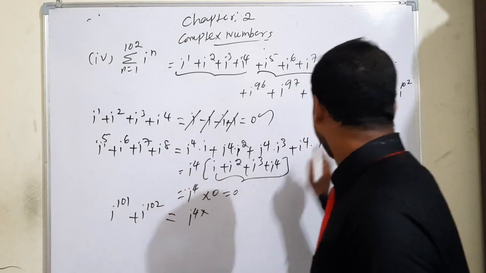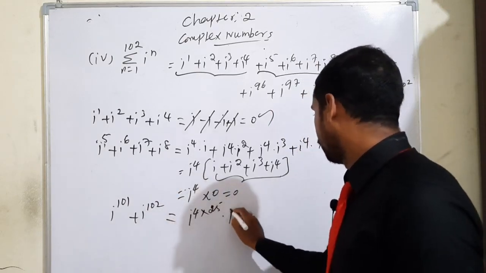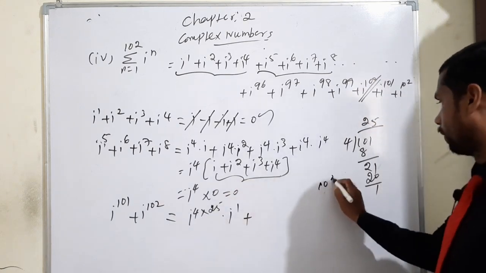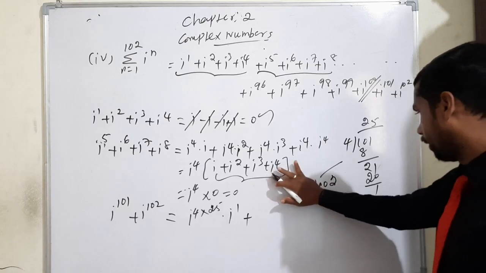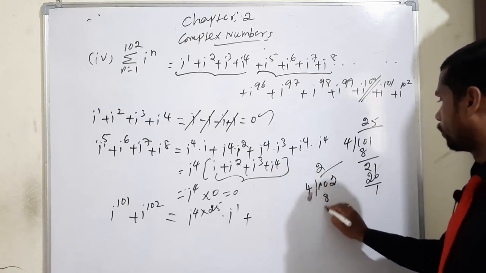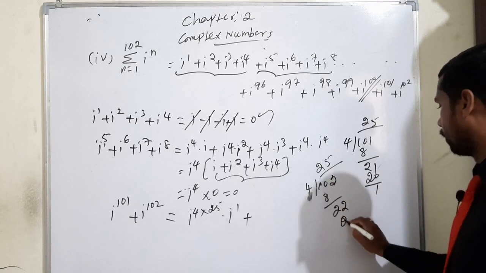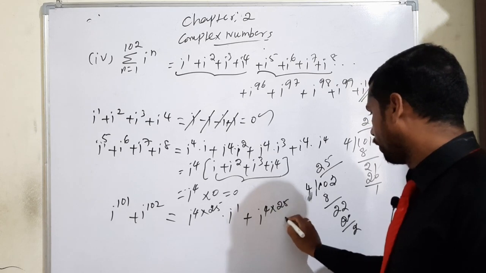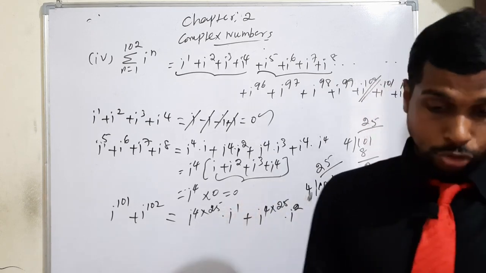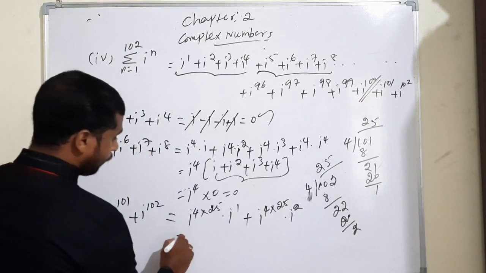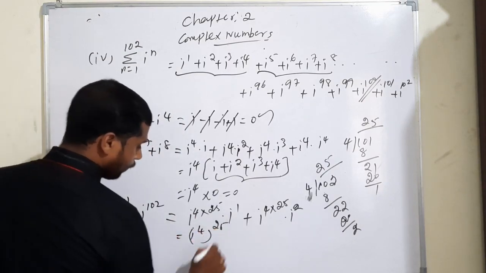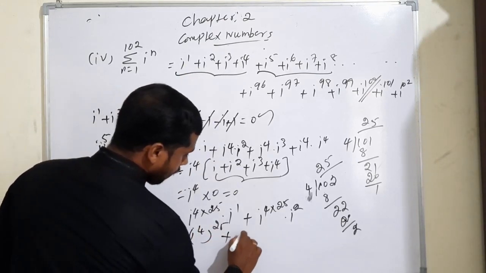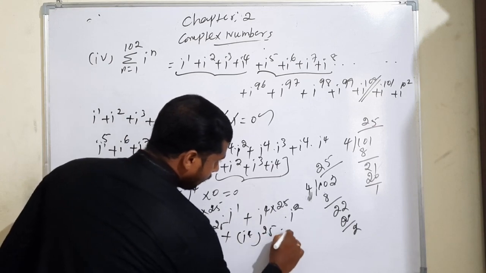i to the power 4 into 25 into i to the power 1 plus the next one, 102. So 102 means again the fourth table. 2 4s are 8, 22, again 5 4s are 20, remainder 2 is there, isn't it? Again, how to rewrite? i to the power 4 into 25 into i square, because the remainder will be 2. Therefore, this is already known: i to the power 4, the whole power of 25. Apply a to the power m, the whole power n rule. Next, i to the power 4 the whole power 25 into i square.